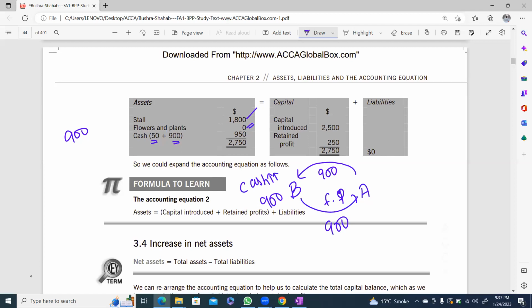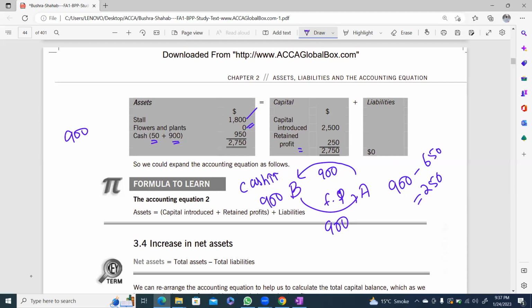And on the other hand, we have profit. We have earned profit of 900 minus 650, that is 250. This profit is to be added in the capital. This is the retained profit, the profit left with the business at the end, the owner at the end.